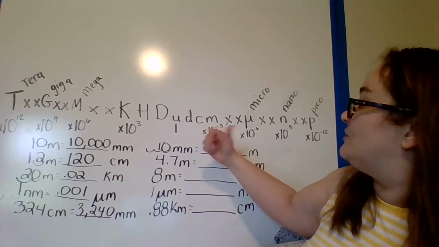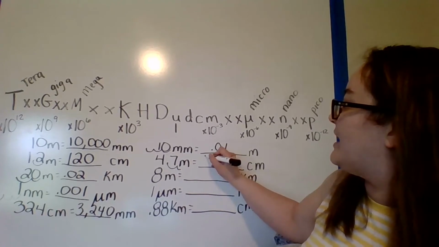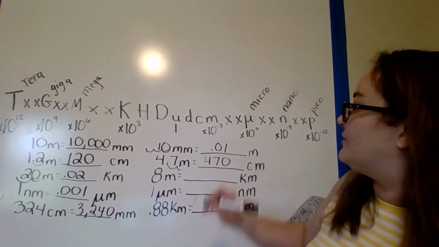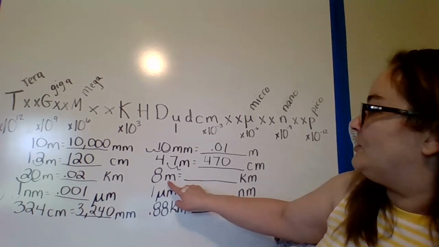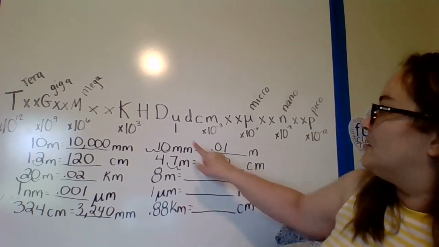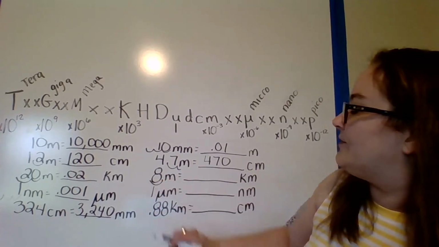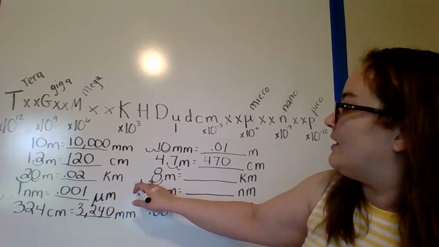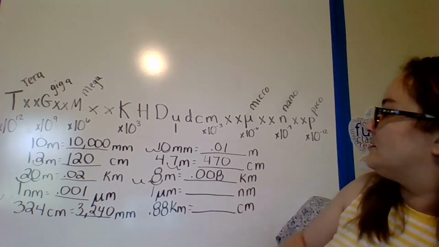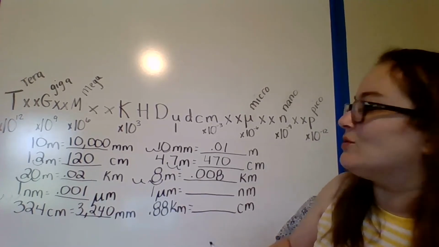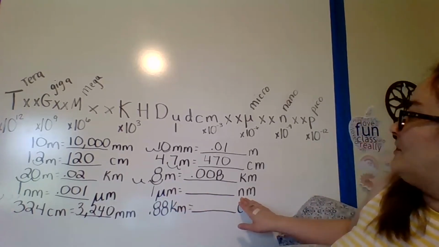So 1, 2 to the right. 1 to the right gets it to 47. So one more means we need to add 1 0, 470 centimeters. Next one, we're going to start on unit and end on kilo. That's 1, 2, 3 to the left. So 1 to the left gets us to 0.8. 2 and 3 both need to be zeros, 0.008 or 8 thousandths.